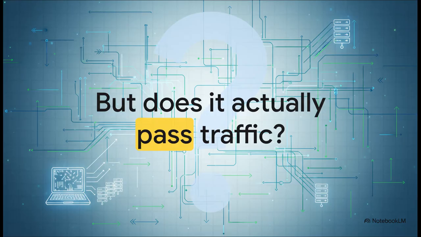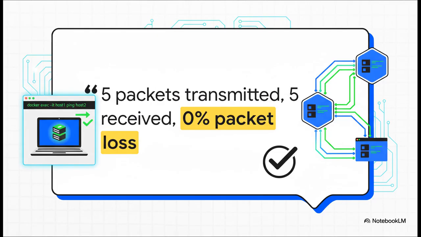Okay, this is the moment of truth. It looks pretty, the controller says it's connected, but can our little virtual hosts actually talk to each other through this software-defined network? Does it actually work? The final test is a good old-fashioned ping. You use a Docker exec command to jump inside one of the virtual hosts and try to ping another one. And what are we looking for? This right here, 0% packet loss. This is the ultimate proof. It means the SDN controller did its job, programmed the switches, and traffic is flowing perfectly.